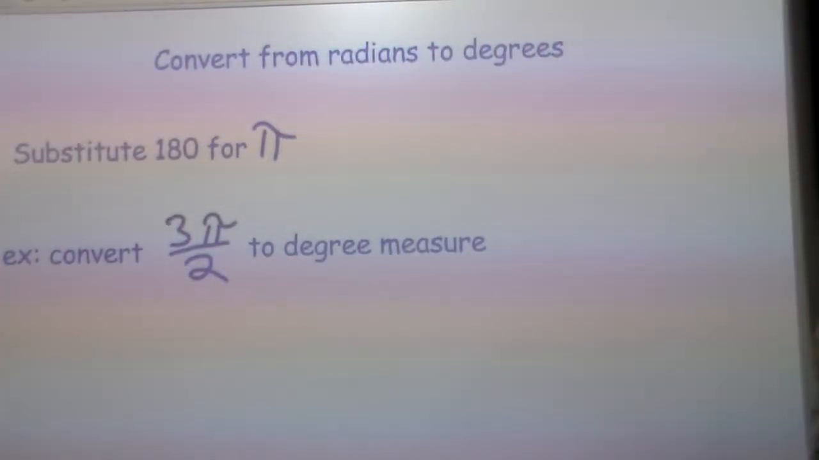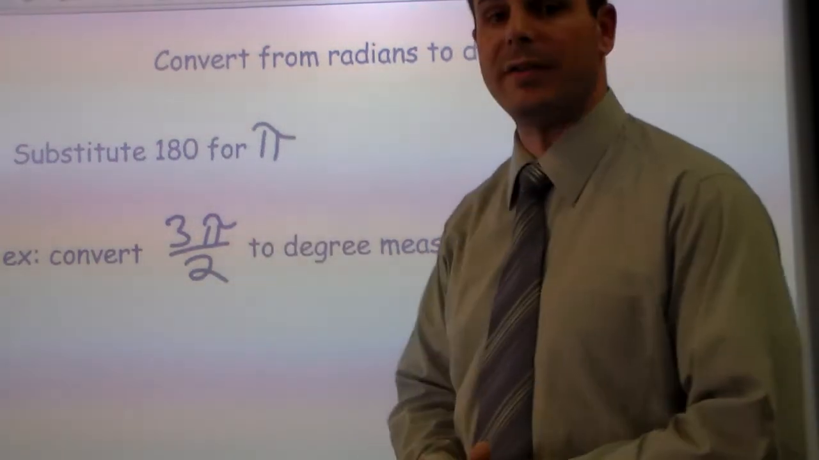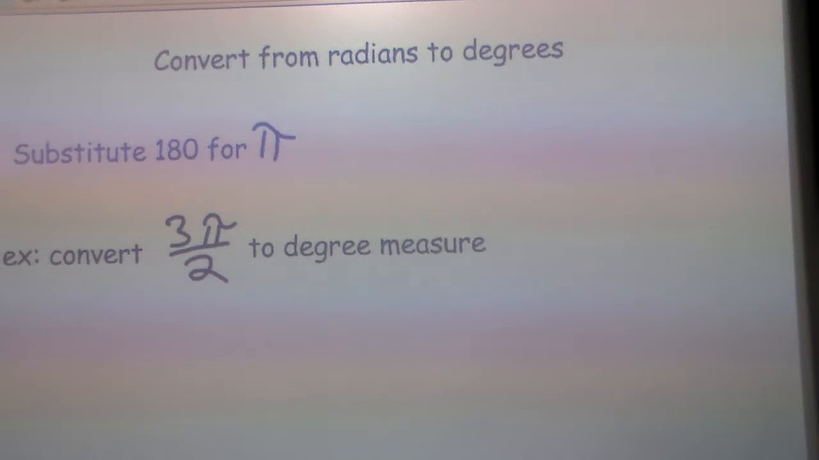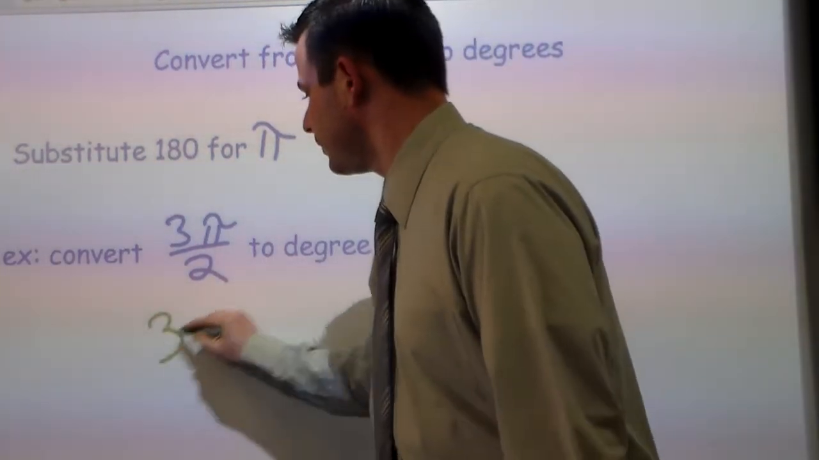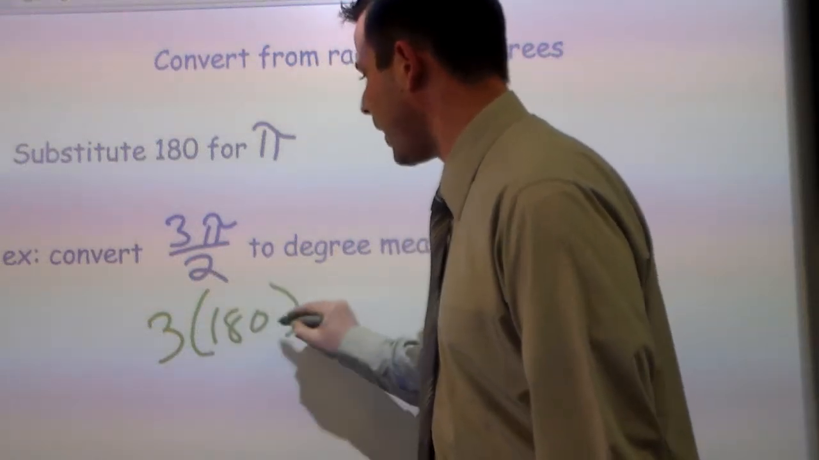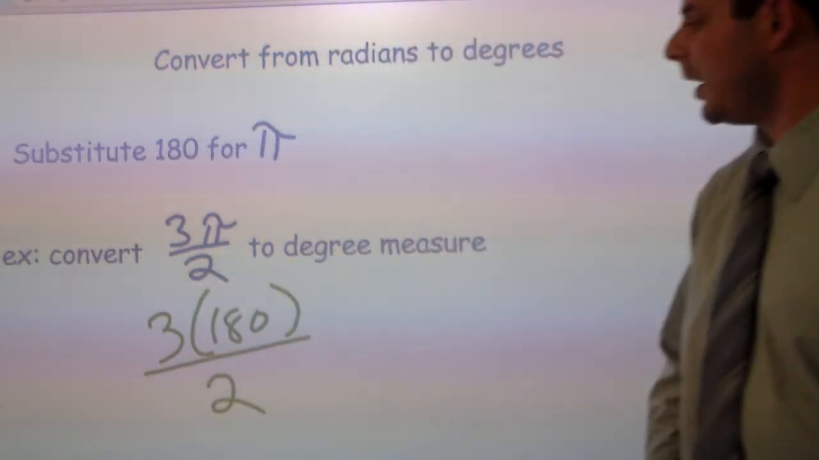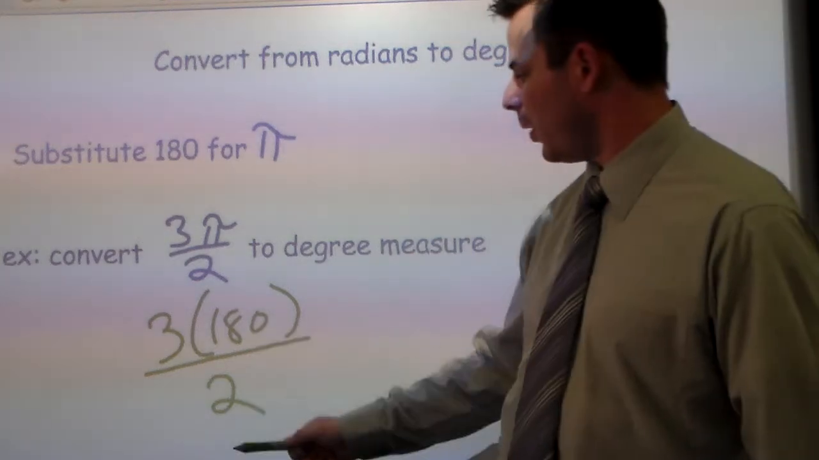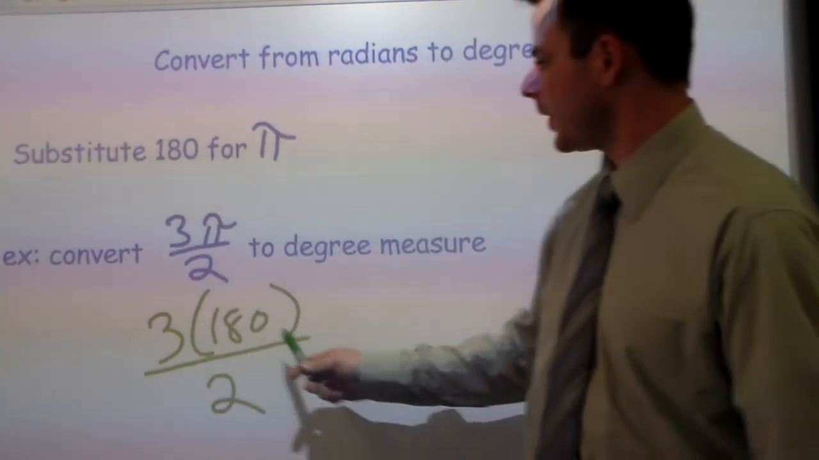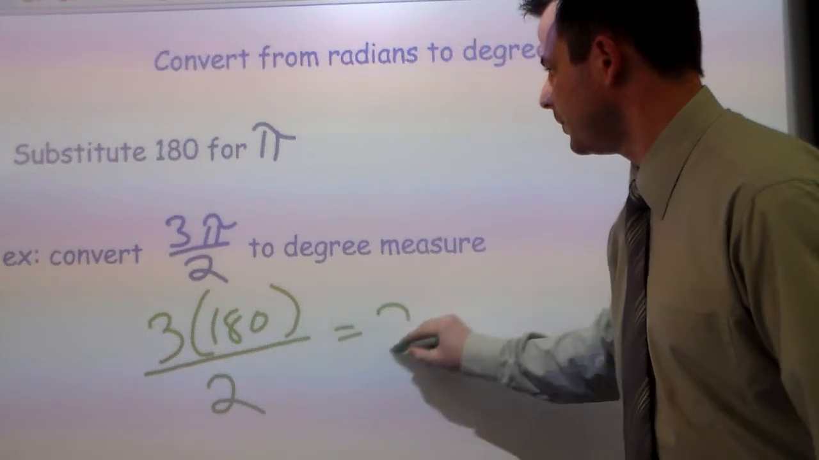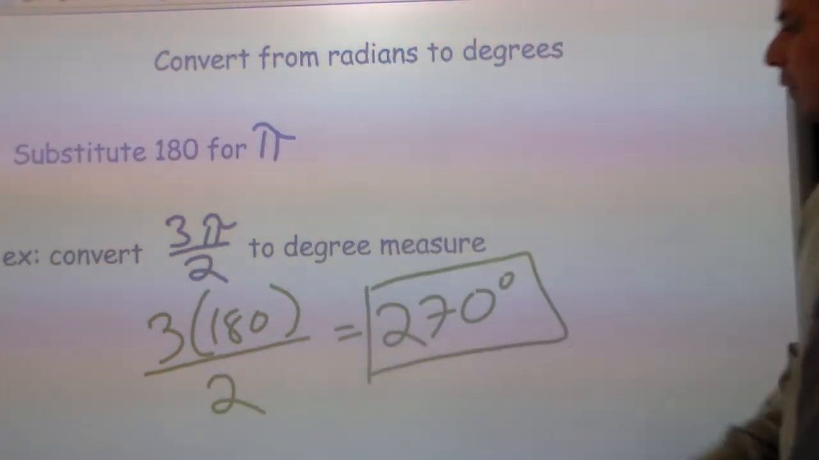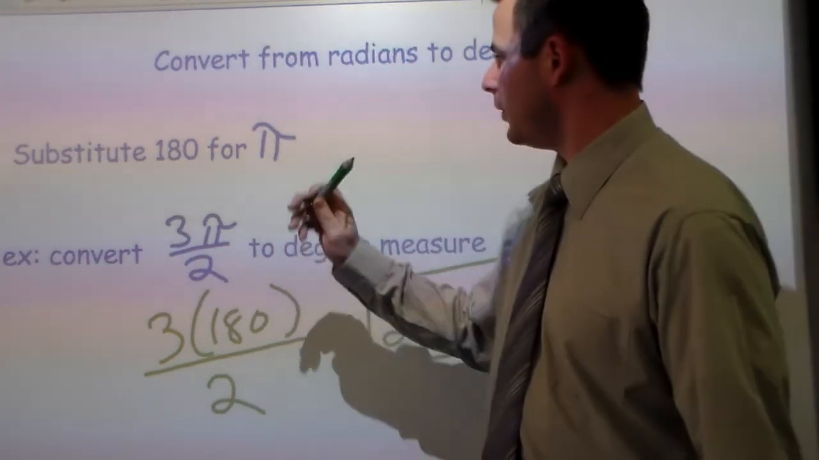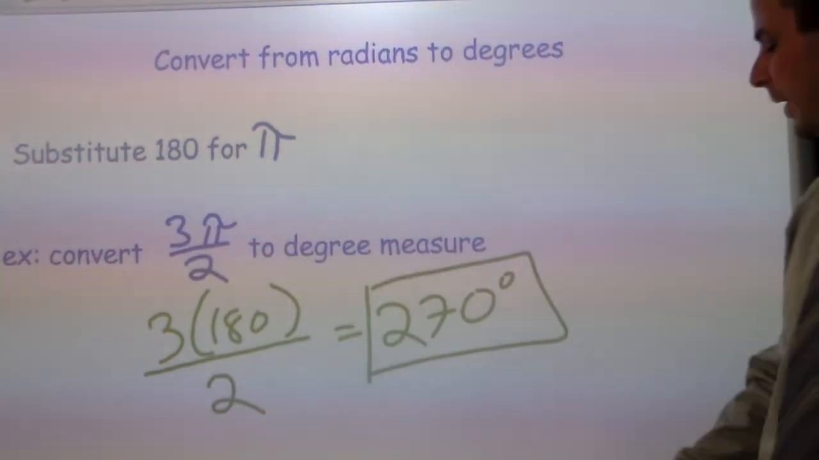All right, let's convert from radians to degrees. In order to convert from radians to degrees, you're just going to substitute 180 for pi. So let's convert 3 pi over 2 radians to degree measure. Substitute 180 for pi, and then clean it up. So we have 180 divided by 2 is 90, and 90 times 3 is 270. So 270 degrees is equivalent to 3 pi over 2 radians.